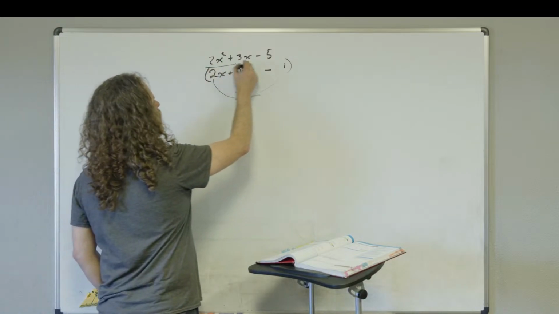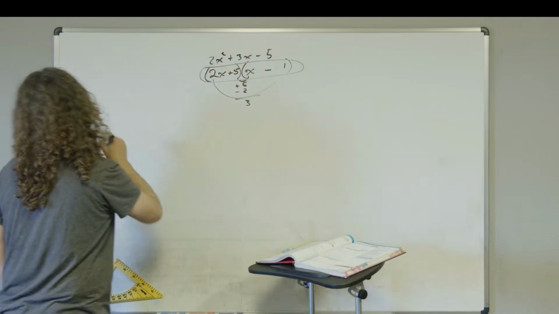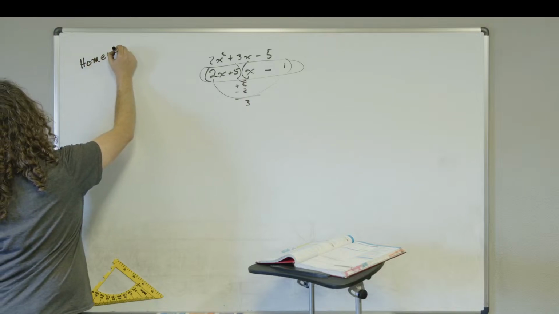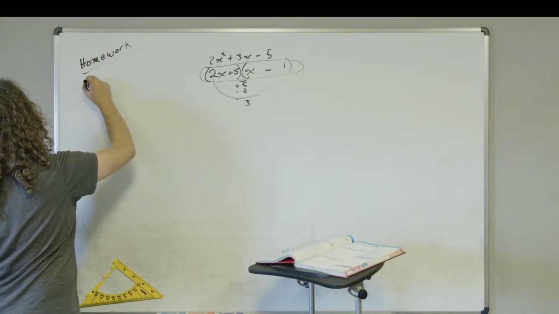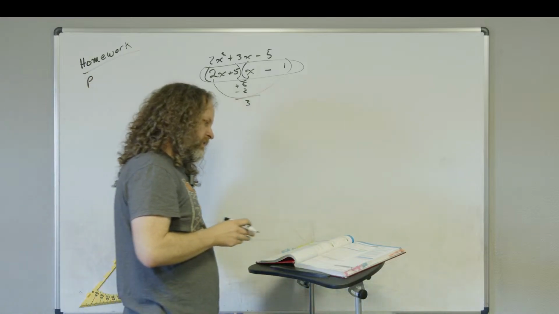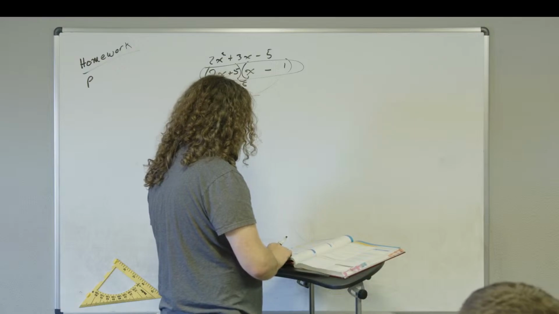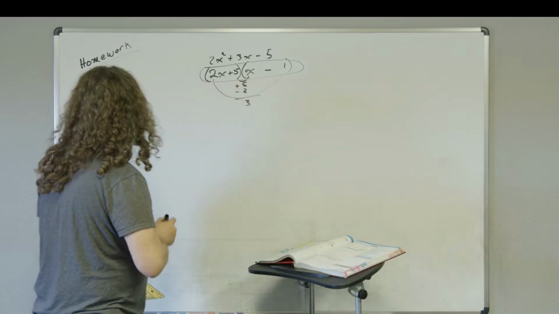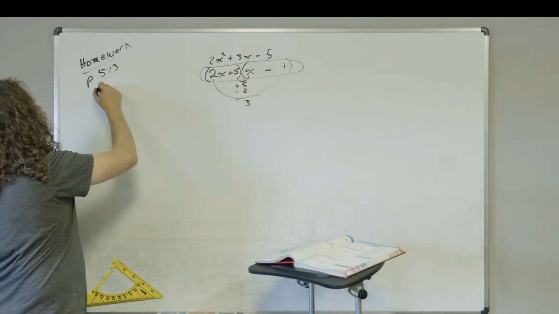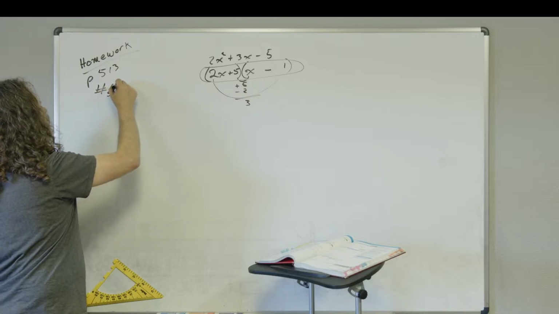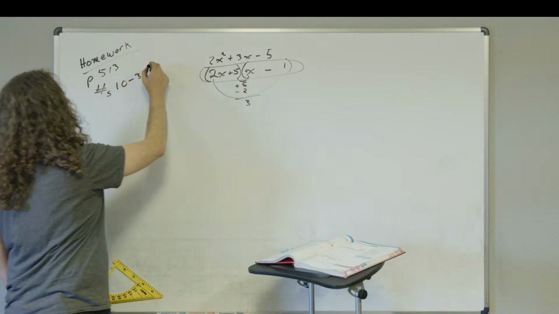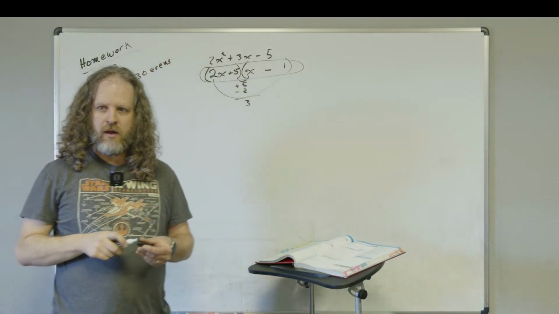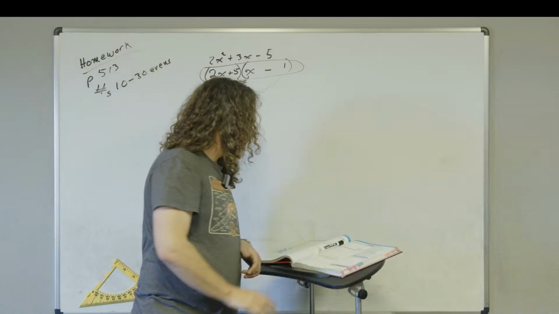All right. Your homework is on page. No, just kidding. Page 513. Numbers 10 through 30 evens. And that's it.